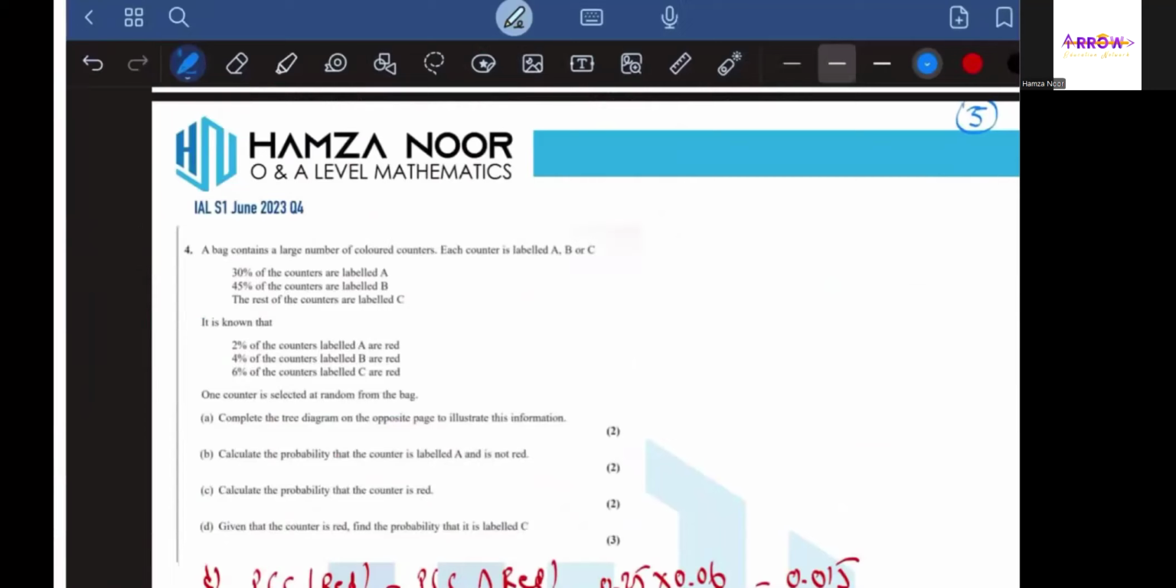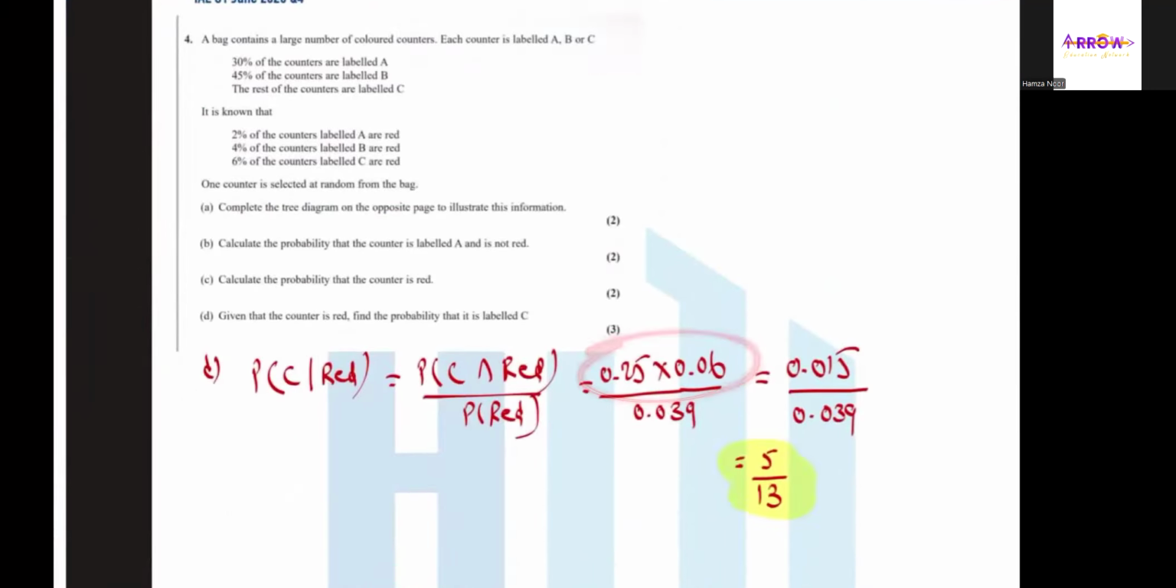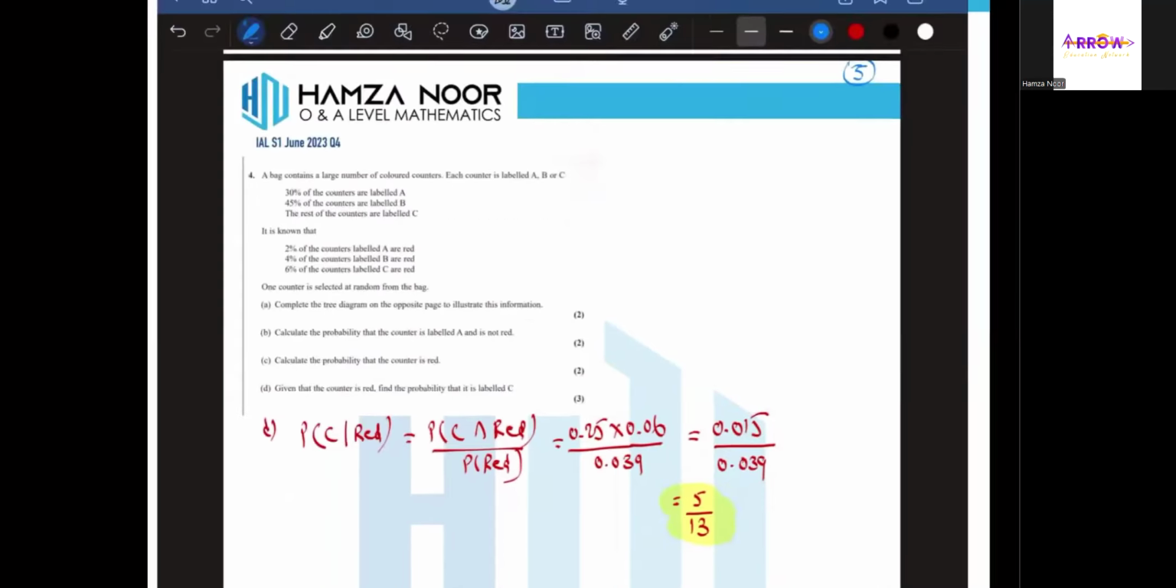Here we have the value in the numerator, and in the denominator, as we have already found in the answer to part C, the probability that the counter is colored red is 0.039. So this means 0.015 divided by 0.039. So 5 over 13 is your answer.